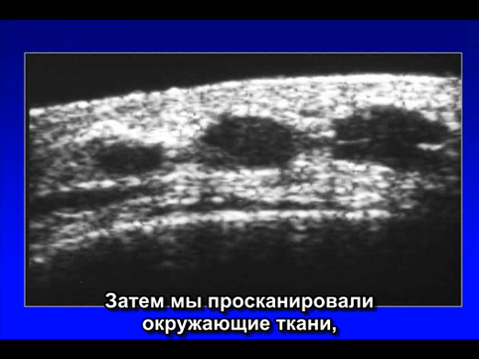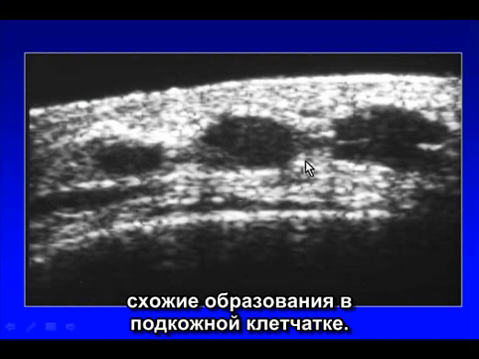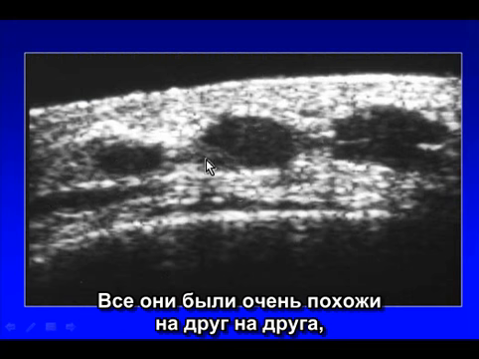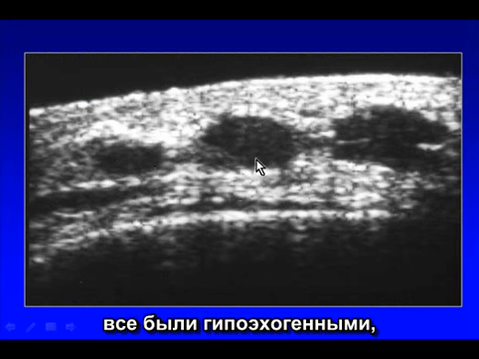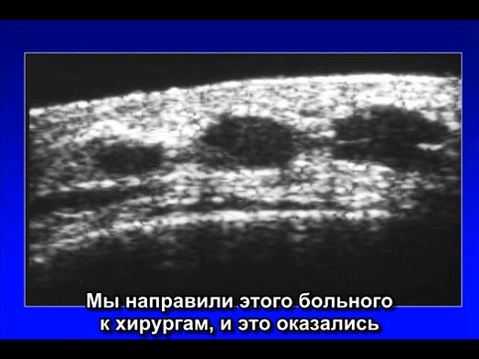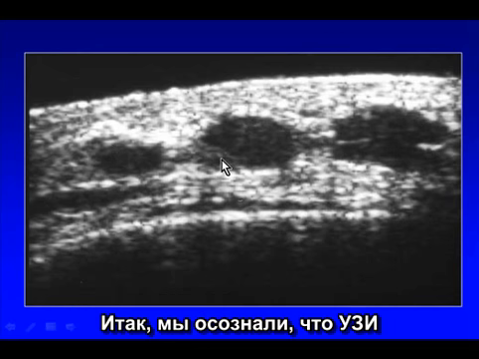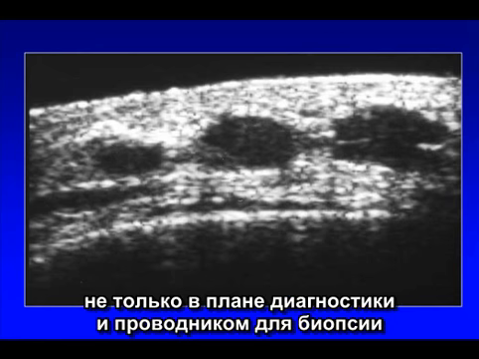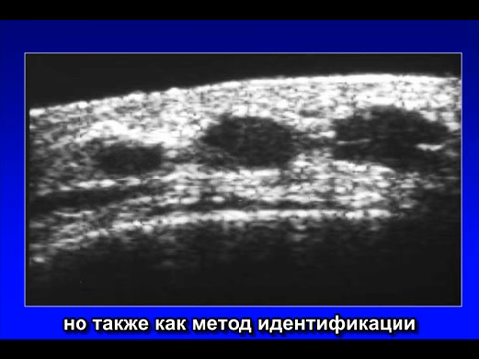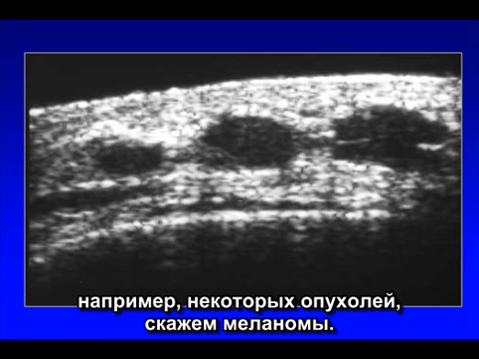We then scanned around the knee looking for others, and there were multiple implants within the subcutaneous tissues, all very similar looking, all very hypoechoic, which melanoma can be. And we sent them off to surgery, and these all turned out to be melanoma metastases that were not palpable. So then we realized that ultrasound can be a very powerful tool, not only in diagnosing and guiding biopsy for soft tissue masses, but also in identifying non-palpable masses in tumors such as melanoma.